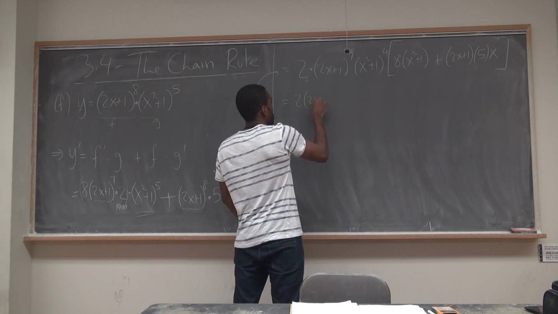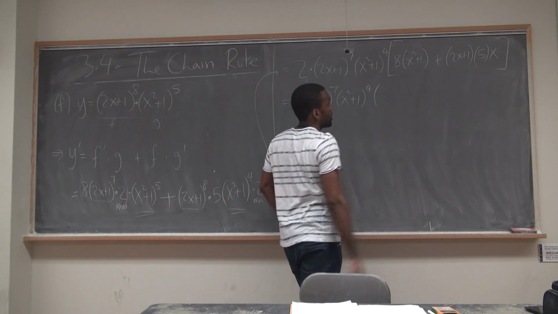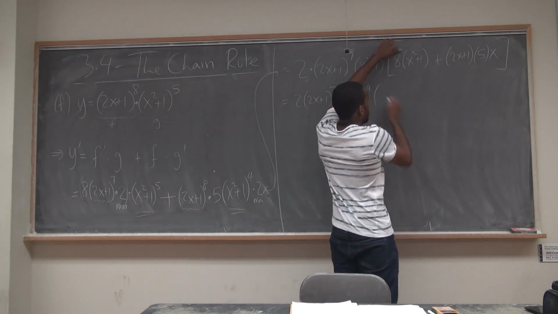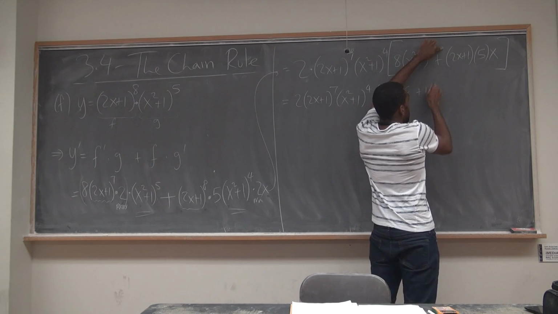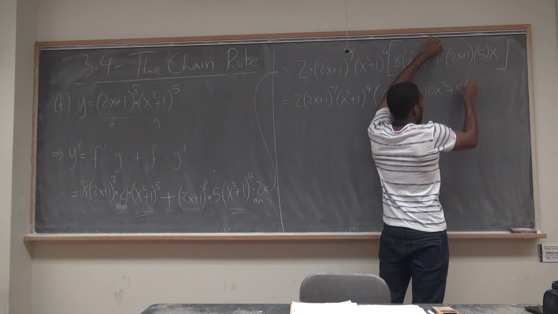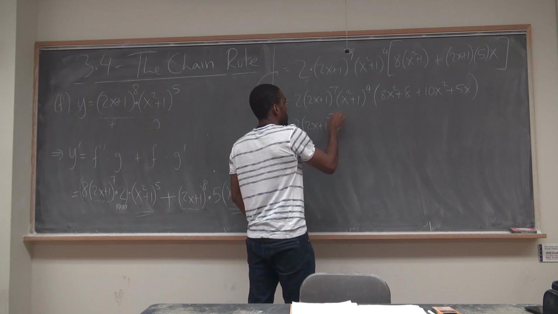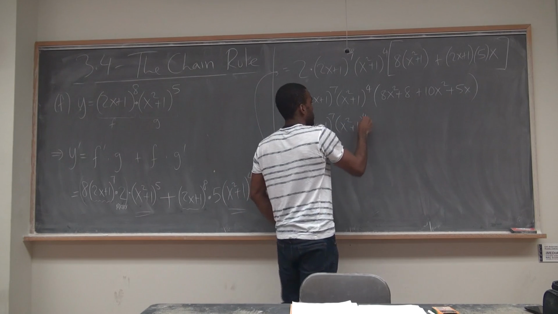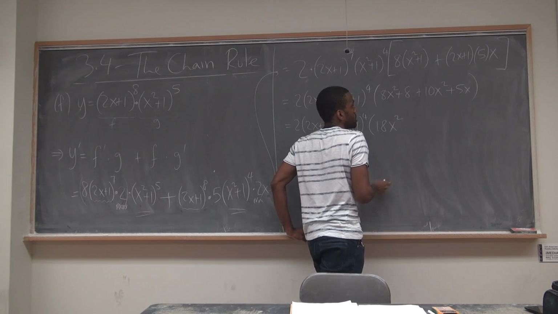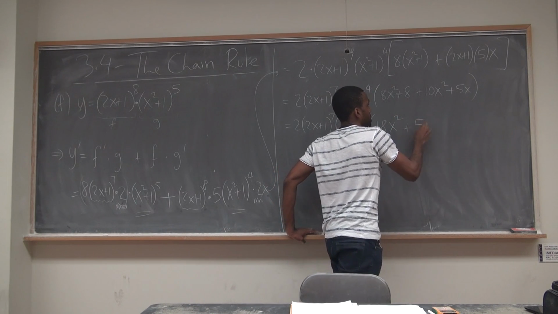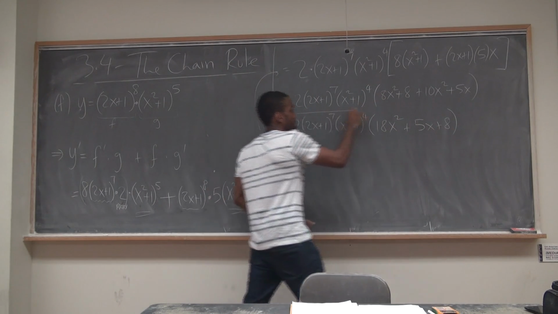So now I have 2 times 2x plus 1 to the 7 times x squared plus 1 to the 4th times, this will be 8x squared plus 8. This will be 10x squared plus 5x. So here, 8x squared plus 10x squared gives me 18x squared plus 5x plus 8. That would be it.